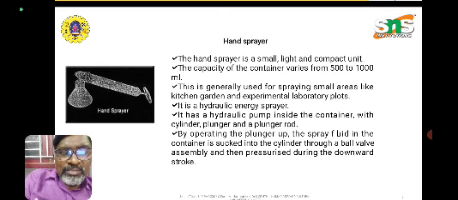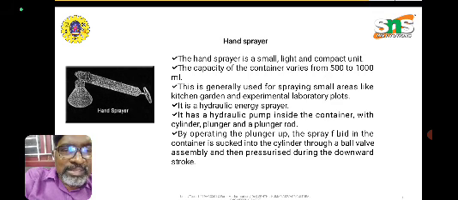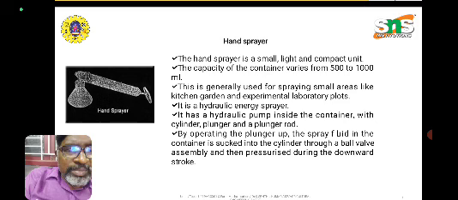There are many types available. It is very compact and easily portable, and can be taken from one place to another. This basic type is known as the hand sprayer. The hand sprayer is a small, light, compact unit. The capacity of the container varies from 500 ml to 1000 ml, that means at maximum 1 liter it can accommodate. This is generally used for spraying small areas like kitchen gardens and experimental laboratory plots.